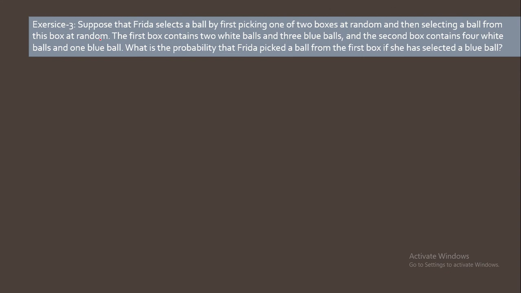In this exercise, it is said that suppose that Frida selects a ball by first picking one of the two boxes at random and then selecting a ball from the box at random. That means there are two boxes, box 1 and box 2. So let's say that event A equal to box 1 and B equal to box 2, right?